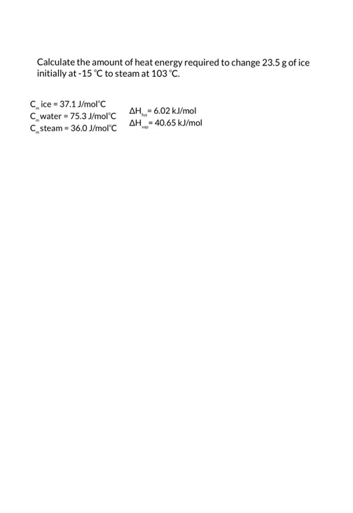In this problem, we're going to think about changing some amount of ice, initially at negative 15 degrees Celsius, into steam at 103 degrees Celsius. In order to solve this problem, we're going to need to think about the steps we're taking to change our ice into steam. And so it can be helpful to think about a phase change diagram. So let's sketch one out.